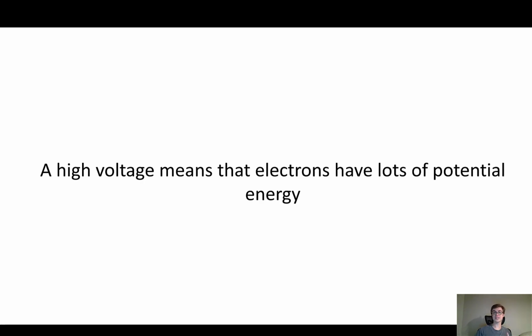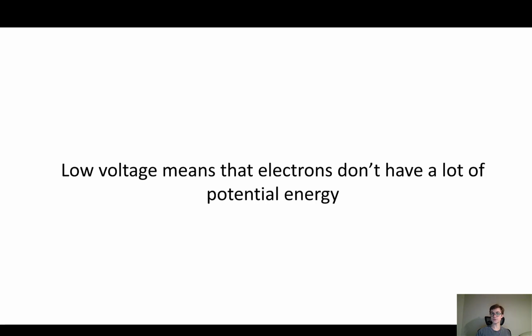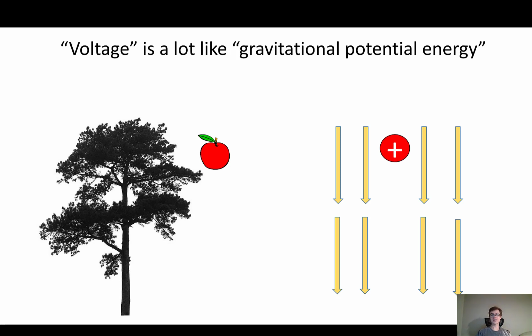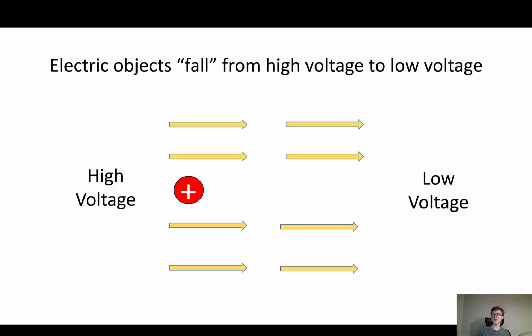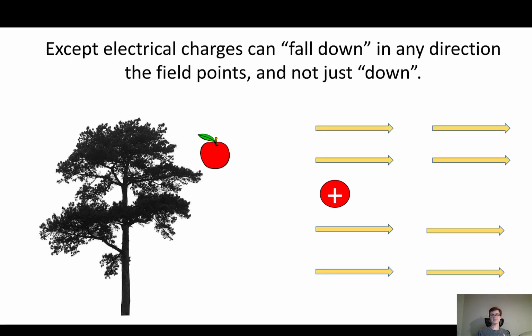A high voltage means that electrons have a lot of potential energy, and a low voltage means that electrons do not have a lot of potential energy at that point. So voltage is a lot like gravitational potential energy. Electric objects fall from high voltage to low voltage, just like real objects fall from a high elevation to a low elevation. The thing is, electrical charges can fall down in any direction, not just literally down. Gravitational fields always point towards the center of the planet, and that's why apples always go down. But electrical fields can point anywhere.